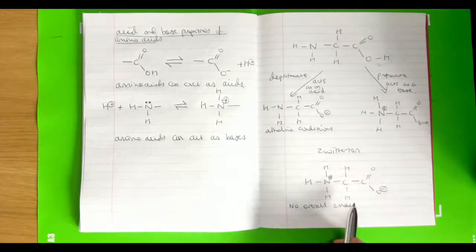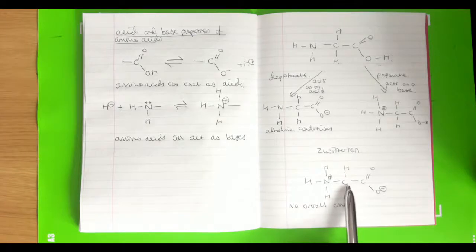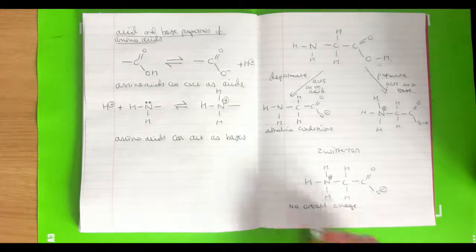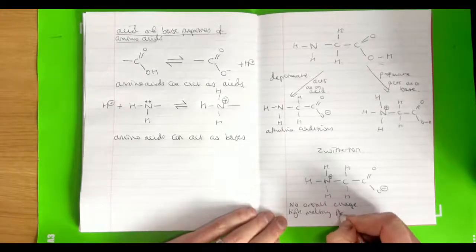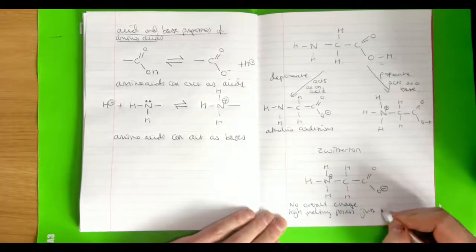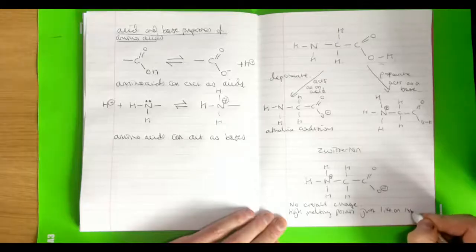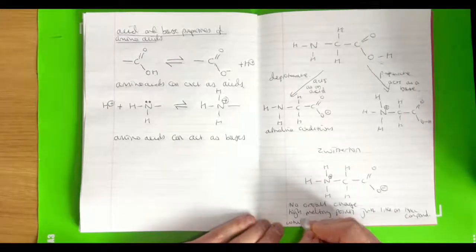Now, this Zwitter ion actually has high melting points, okay? And it behaves a bit like an ionic salt, like sodium chloride. So it behaves more like an ionic compound rather than something which is covalent. So these have got charges, they have high melting points, just like any other ionic compound. And you usually find them as a white solid.